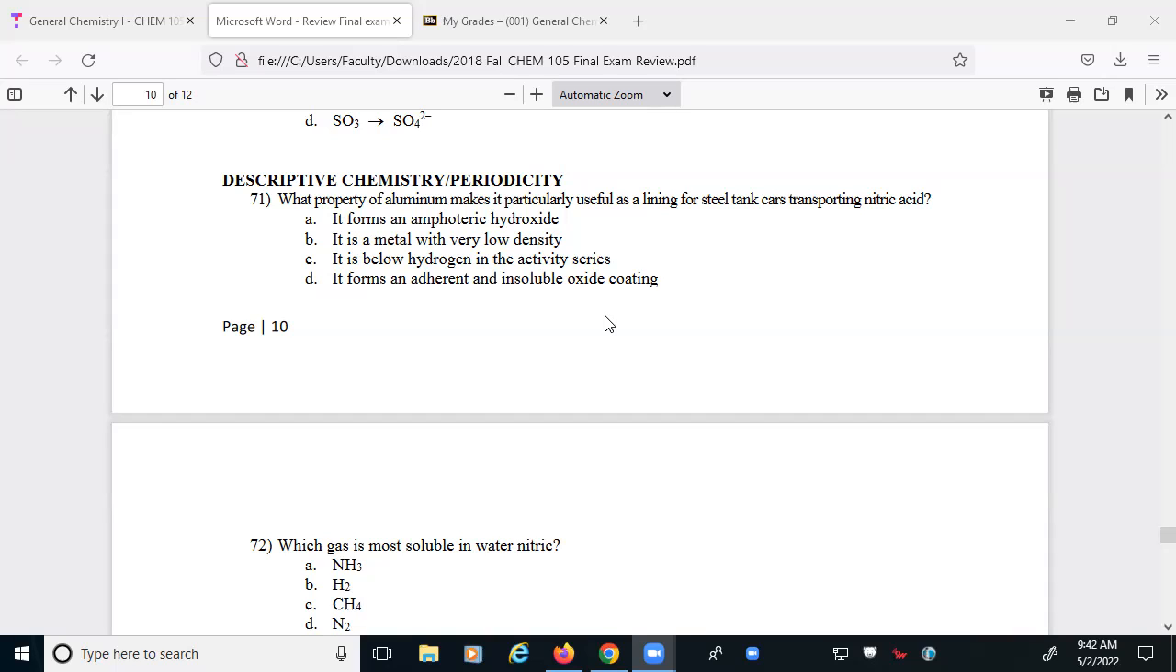It's either C or D. It's either below hydrogen in the activity series and therefore unreactive with acid, or it forms an oxide coating that the nitric acid can't break through. And it's actually the latter. Aluminum will react with acids in its pure metallic form. But one of the reasons we have trouble reacting with aluminum is because aluminum does form these oxide coatings.